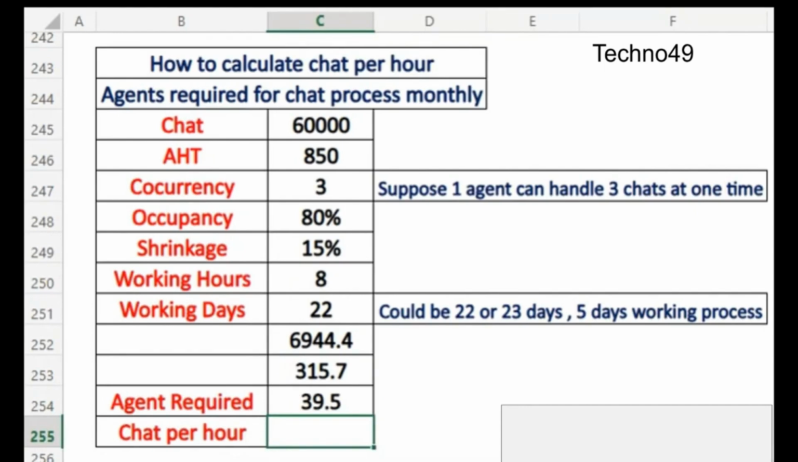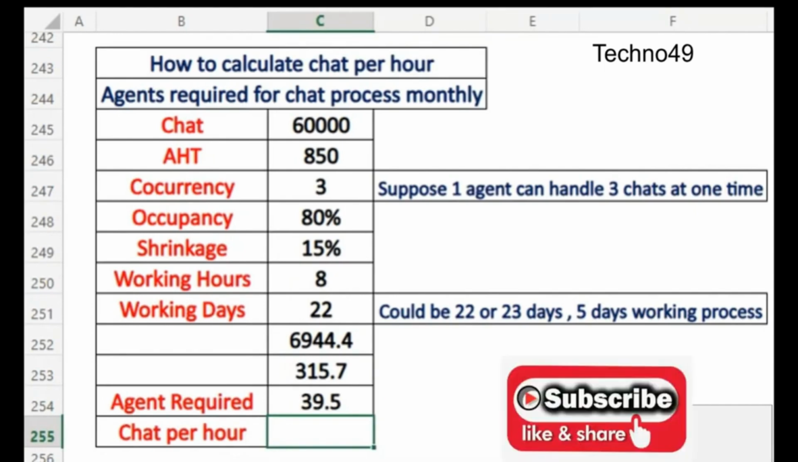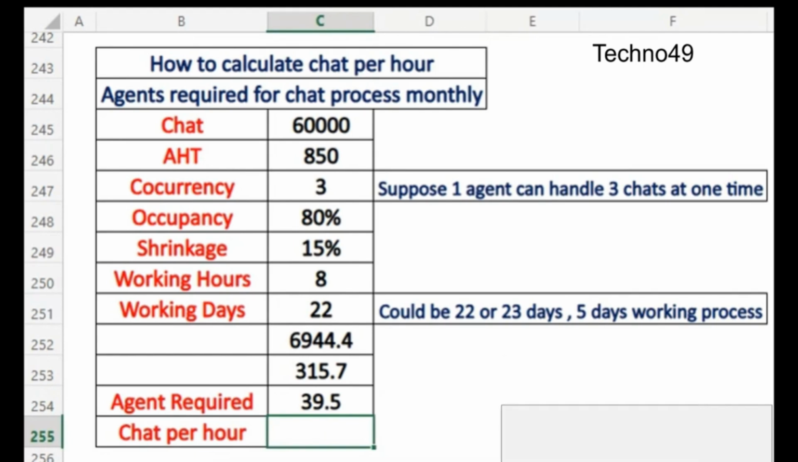in 1 month. Now we have to calculate the chats per hour. How many chats can be handled by one agent? That would be your 3600 divided by (bracket open) your AHT divided by your concurrency (bracket close). So now you can see that one agent can handle 12.7, approximately 13 chats in 1 hour.